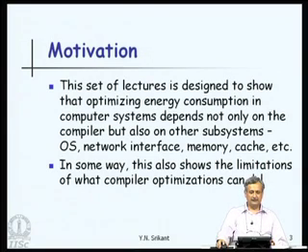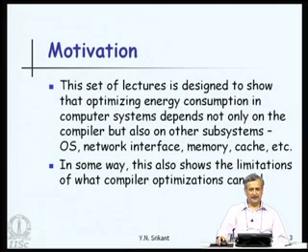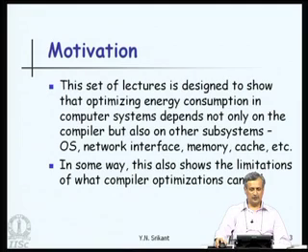So, suppose we want to optimize energy consumption in a computer system. It is not enough if we optimize the program for the sake of energy consumption. The energy consumption in a complete computer system actually depends on almost every other subsystem, the operating system, the network interface, the memory, the cache and any other peripherals attached to it like the disk and so on and so forth. So, if you simply optimize the program and reduce the energy consumption of the CPU per se, the overall energy in the system may not be minimized. In fact, the CPU energy may be only about 25% of the total energy consumption.